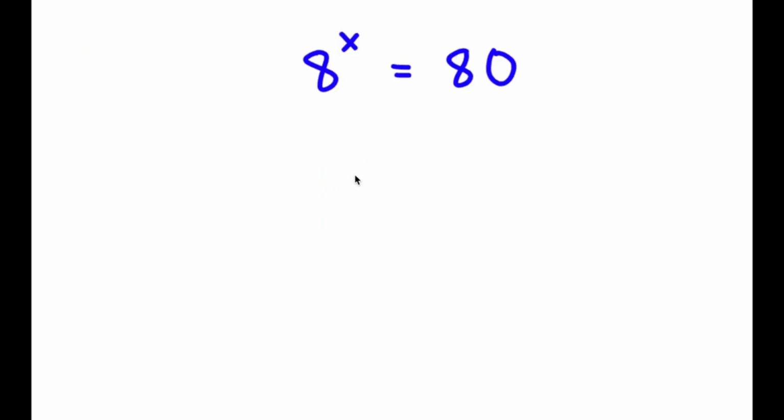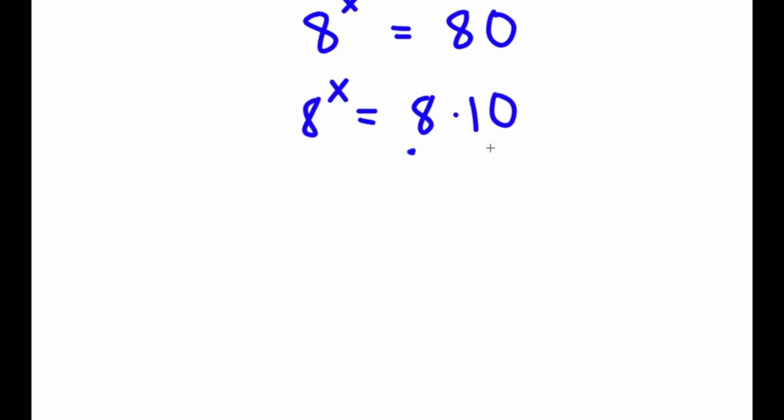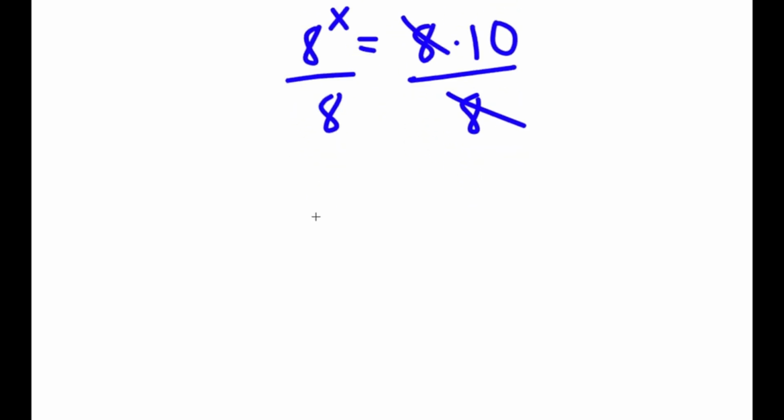Alright, so in this problem, I have a to the power of x is equal to 80. To solve this, I'm going to first rewrite 80 here as 8 times 10. So now I have a to the power of x is equal to 8 times 10. And now I'm going to divide both sides by 8. So now I have a to the power of x over 8 is equal to 10.